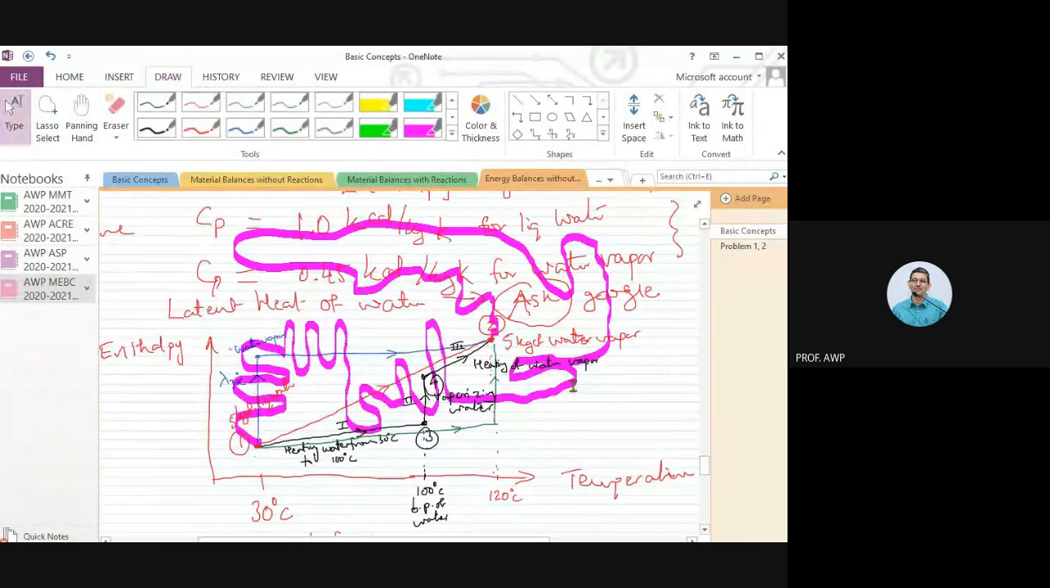Anybody? Depends on which consumes the least amount of energy. No, Hardik. All these paths are going to give you the same answer, because enthalpy is a state function. Oh, okay, sir. Sorry.